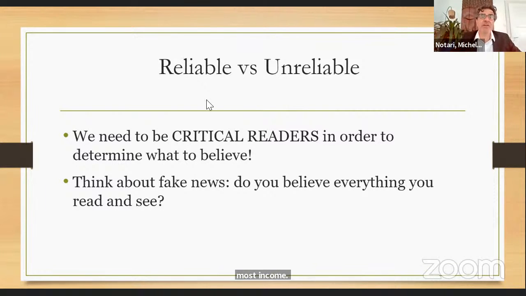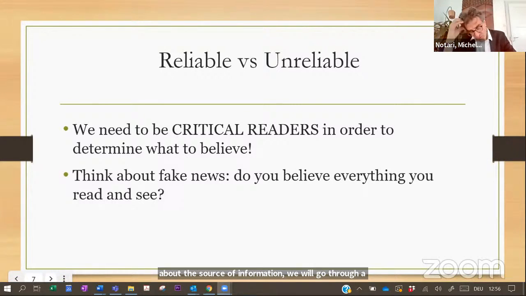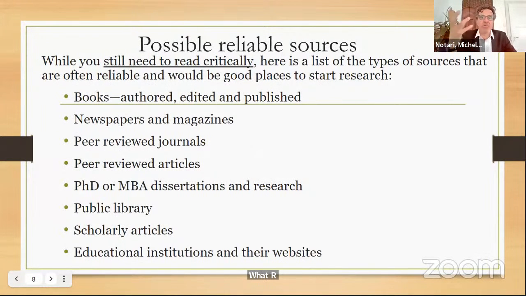So we need critical readers, and I think I gave you an example about how to manage information and how to discuss the source of information. We will go through a lot of rules to follow in order to be sure that the reliability is high. What are rather reliable sources? And of course, also there you still need to read critically.